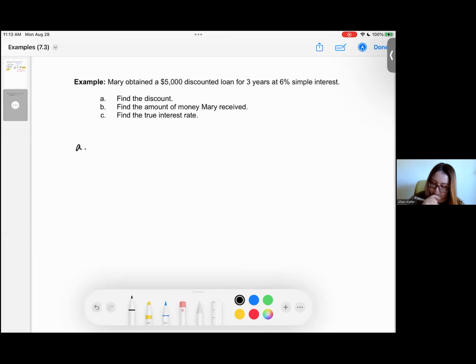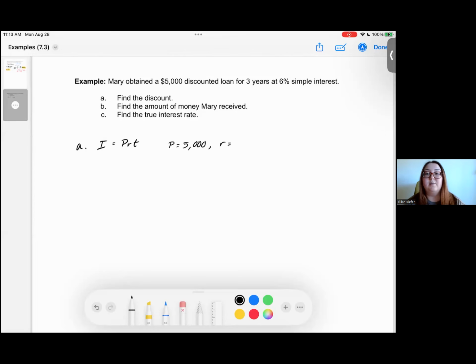So for part A, we're going to use our equation. Interest equals principal times rate times time. We'll go ahead and find the values of all of these. So we're told that it's a $5,000 loan, so our principal is $5,000. Our rate is 6%, which in decimal is 0.06. This is 6%. And the time is 3 years. We know that time indicates years. We don't necessarily have to write years.